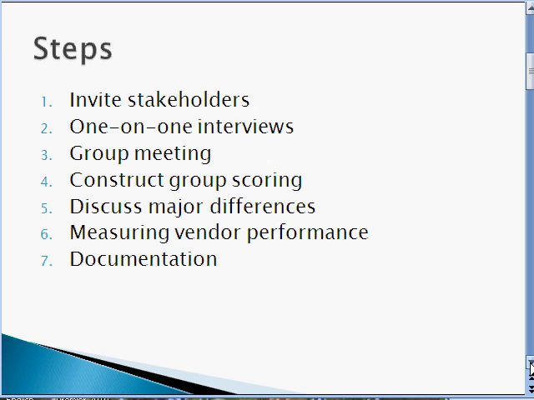Fourth, the group should construct a scoring procedure on the preferences. Fifth, the group further discusses preferences and remaining issues in order to reach the best compromise. Sixth, the individual vendors' offerings are measured and scored based on the procedure established in Step 4. And finally, the facilitator documents the entire process and distributes the results to the appropriate individuals within the organization.